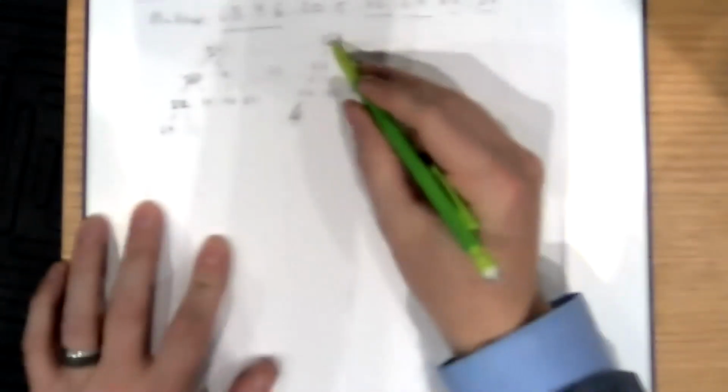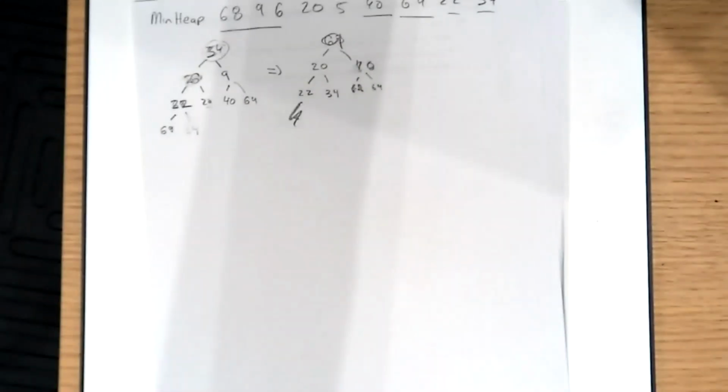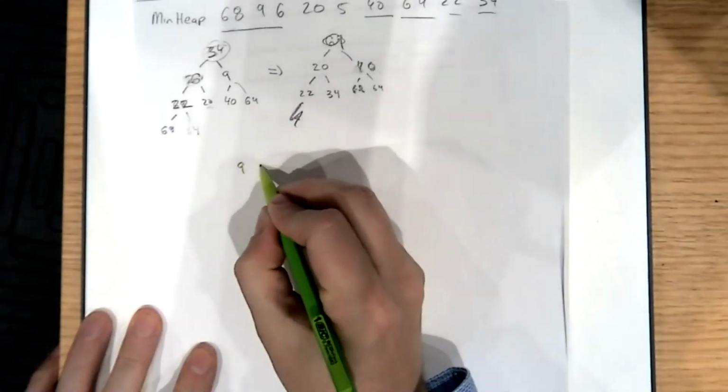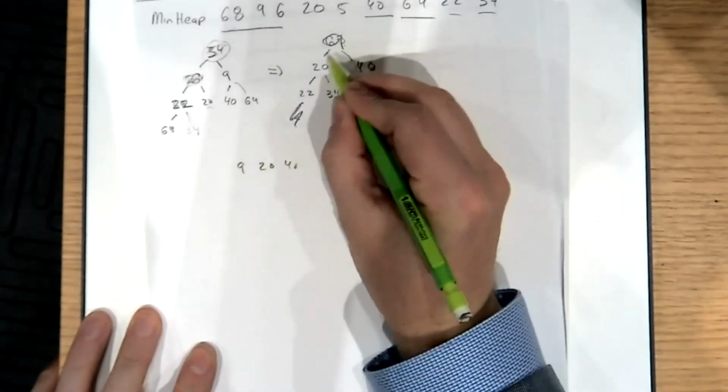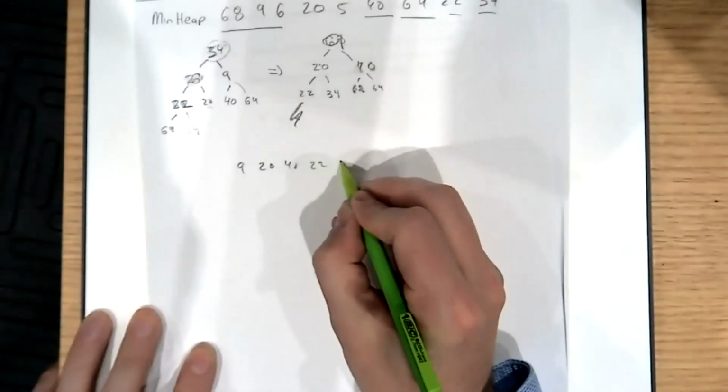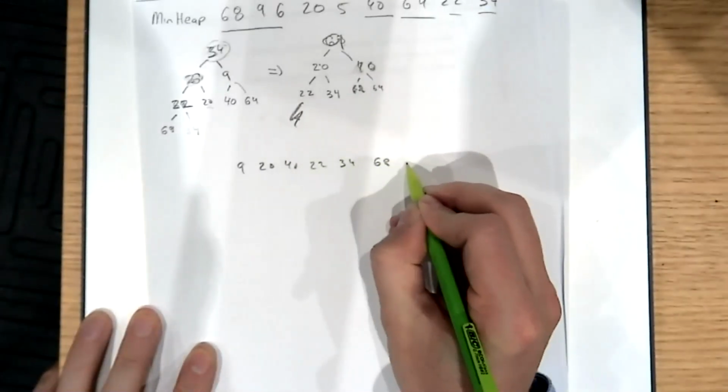And so then you go through and you do what is known as a level order traversal, which we'll learn in a lot more detail. So it becomes 9, 20, 40, 22, 34, 68, and 64.